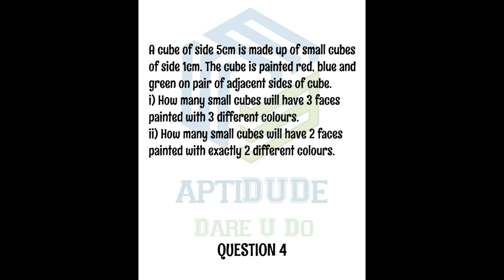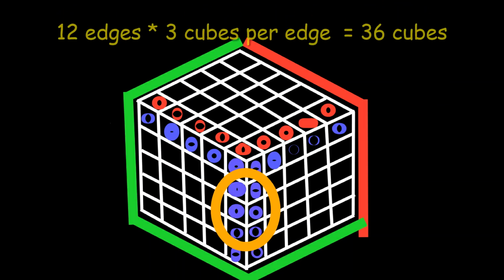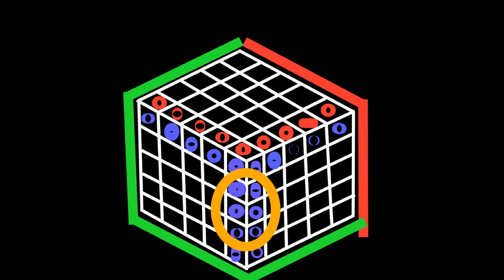Now moving on to the second part of question 4. Look at the figure. A single edge has 3 cubes painted with only 2 colors. So all 12 edges will have a total of 36 small cubes colored with only 2 colors. But again, the question asked is for 2 different colors.